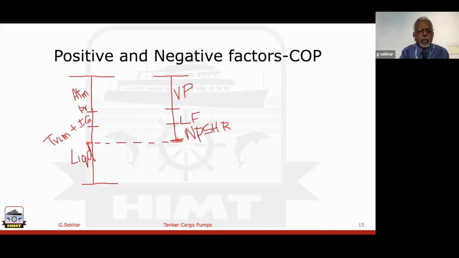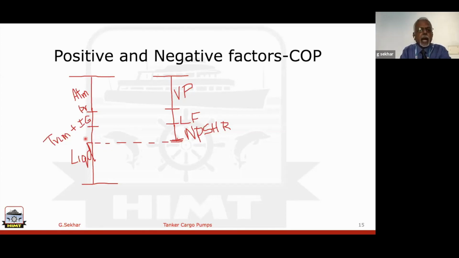At one point you will find the positive factors and negative factors on the inlet side of your COP will be the same. That is the time we call it a critical point. Now what is going to happen? The pump may lose suction, or that is the time when cavitation will start. And what cavitation is, we have already discussed, all of you are aware. So what we need to do to keep the cargo pump giving a good performance is, again, we need to make the positive factors a little more than the negative factors.